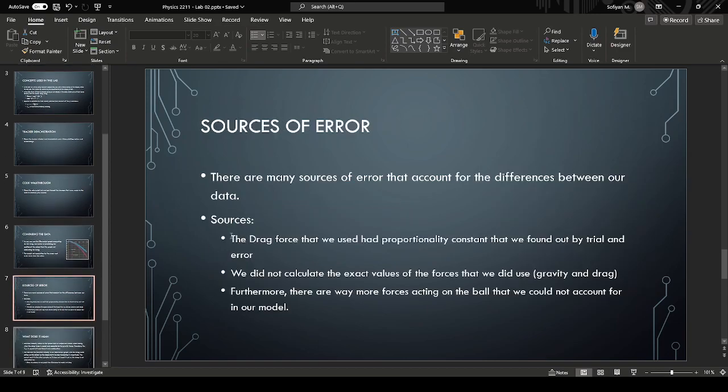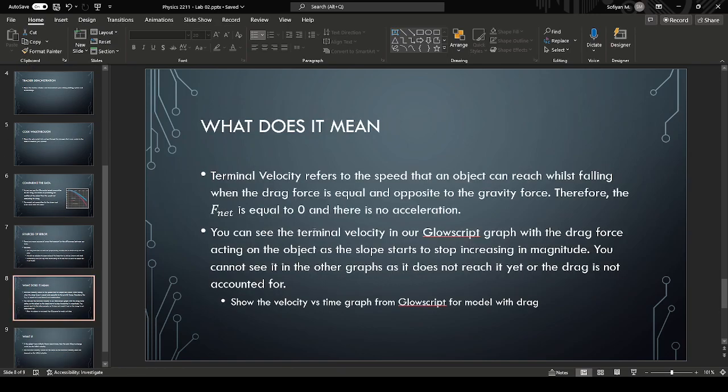So these sources include the actual drag force, the forces that we had. The drag force could have been improperly calculated, as the proportionality constant, I found it out by trial and error, so that could be incorrect. And also there were more forces acting on the ball that we did not account for in our model as well. So further, what does terminal velocity mean?